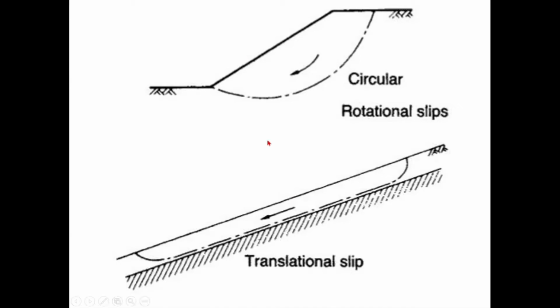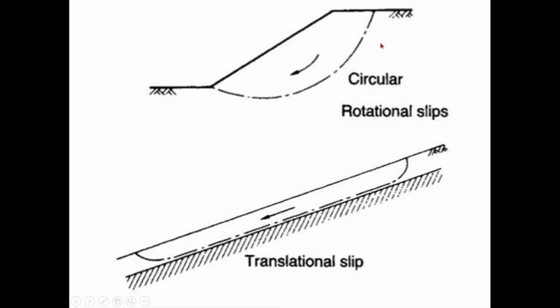So we saw two types of slopes. One was an infinite slope, as you can see in the bottom figure, and the other one is a finite slope, which has a boundary at the base and top of the slope. Basically, infinite slope failures we call translational slip, and finite slope failures we call circular or rotational slip. Okay, just for your information.